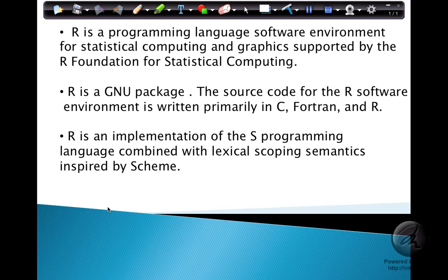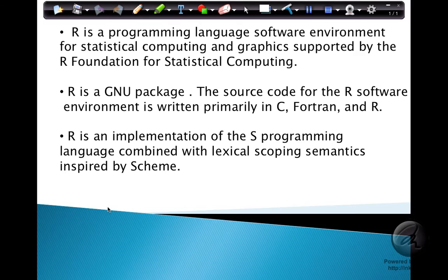The source code for the R software environment is written primarily in C, Fortran, and R. The innermost inbuilt packages, such as the iris data set, the sum, average and stat functions, and other important functions that we will be using in R, are written primarily in C, Fortran, and R. When I say they're written, I mean the algorithms are written in these programming languages.